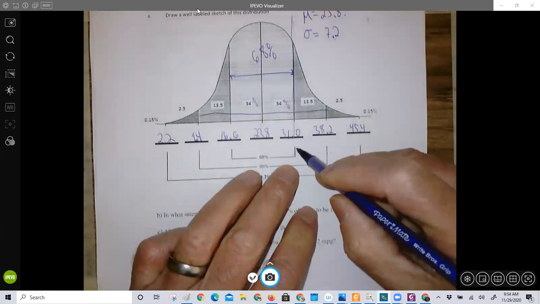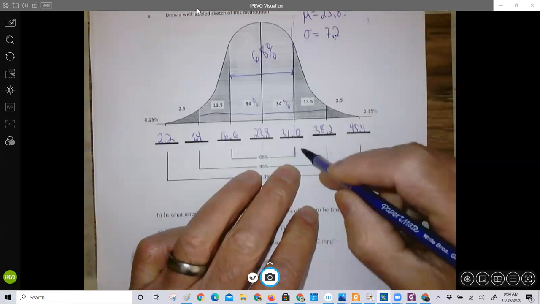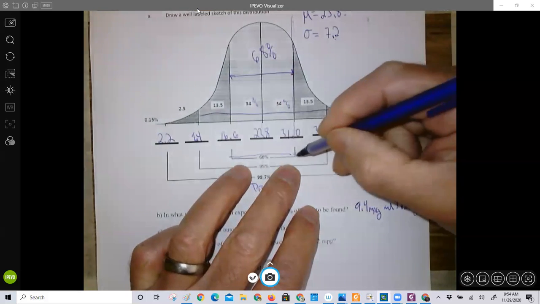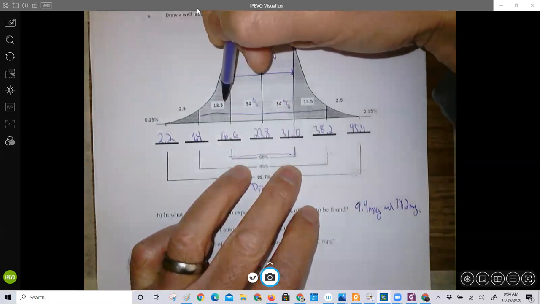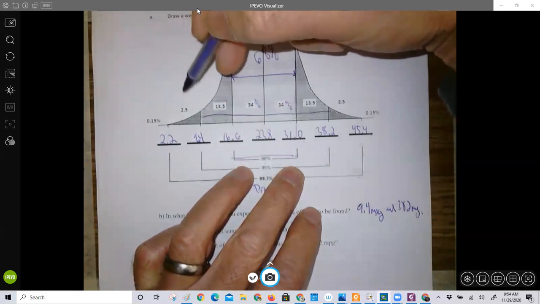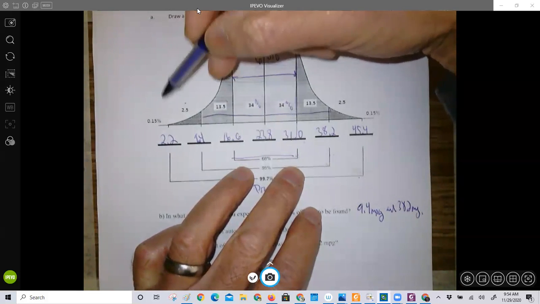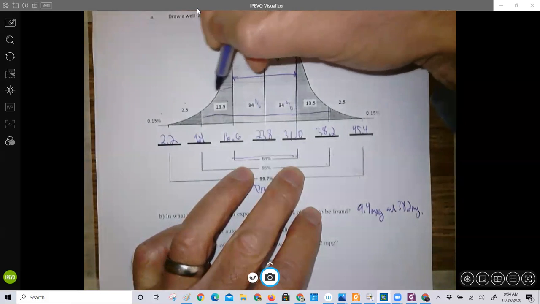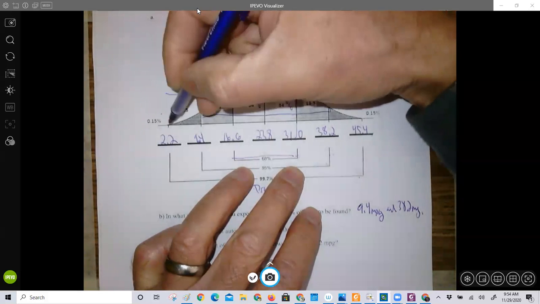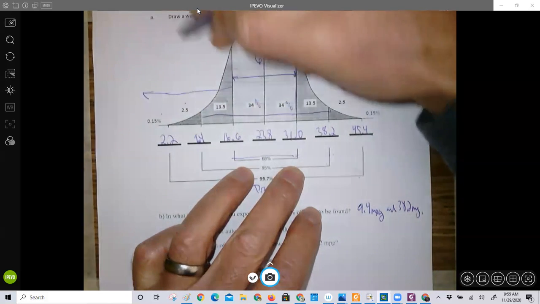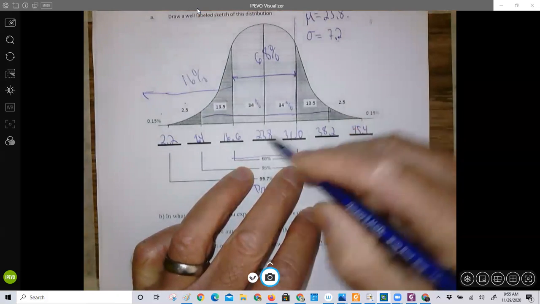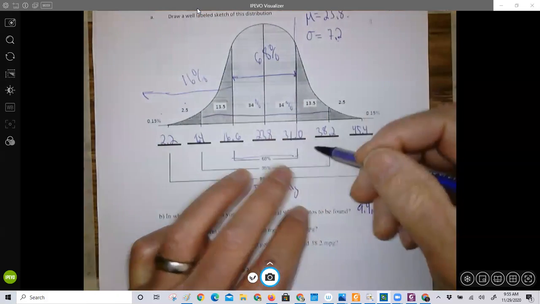I know that that's 1 standard deviation above the mean. I know that there's 68% right there. Well, then I've got an additional 13.5 and 2.5 and 0.15%. If you add those up, I know it might not be exact, and then of course that goes all the way to the end. That's going to be an additional 16%. You could add up those numbers and get all that.